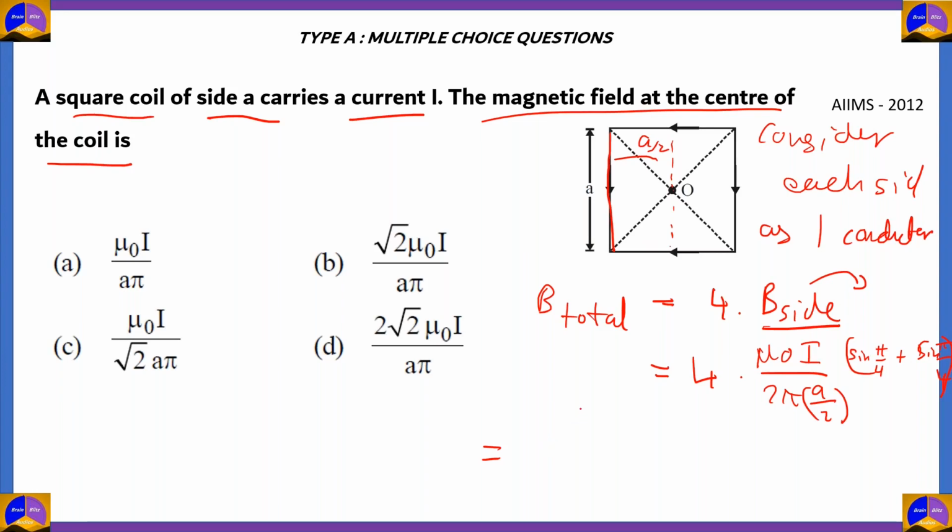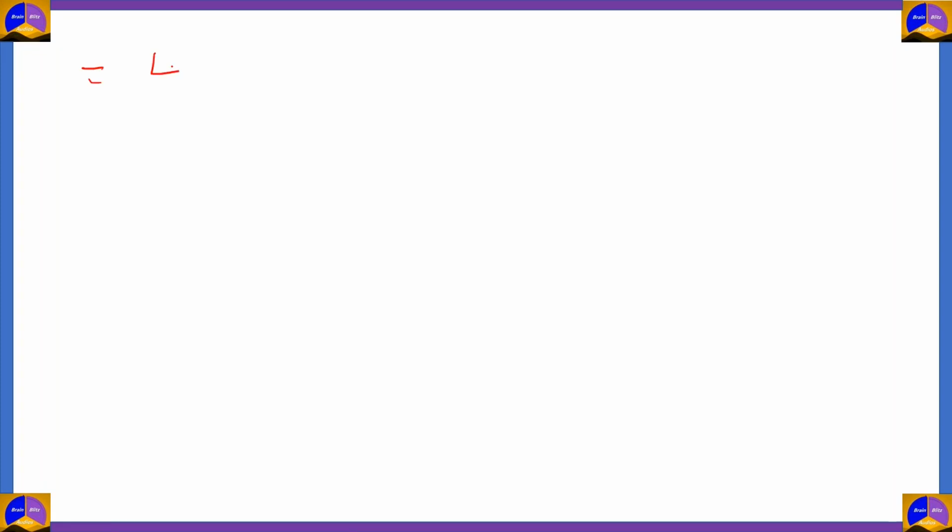Okay, so now let's write it down. So 4 into mu naught I divided by 2 pi times A by 2 into the value of sine pi by 4, which is 1 by root 2. Sine 45 is 1 by root 2. 1 by root 2 plus 1 by root 2. Now let's write it as 4 mu naught I divided by 2 pi times A by 2 into 2 by root 2.